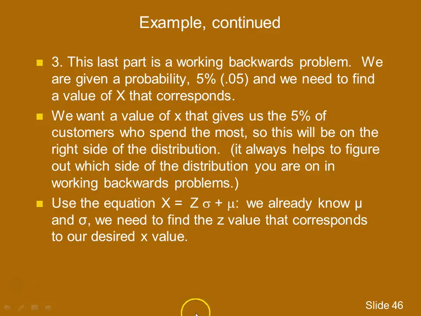As I point out here, it's a good idea on these working backwards problems to always figure out which side of the distribution you're on first. Because if you're on the left side of the distribution, you have to remember to use negative z-values. We're going to use the equation x is equal to z sigma plus mu. Now we already know the mean and standard deviation. The mean is $18, the standard deviation is 6. All we have to do is find what I call the corresponding z-value to the x value that we desire.